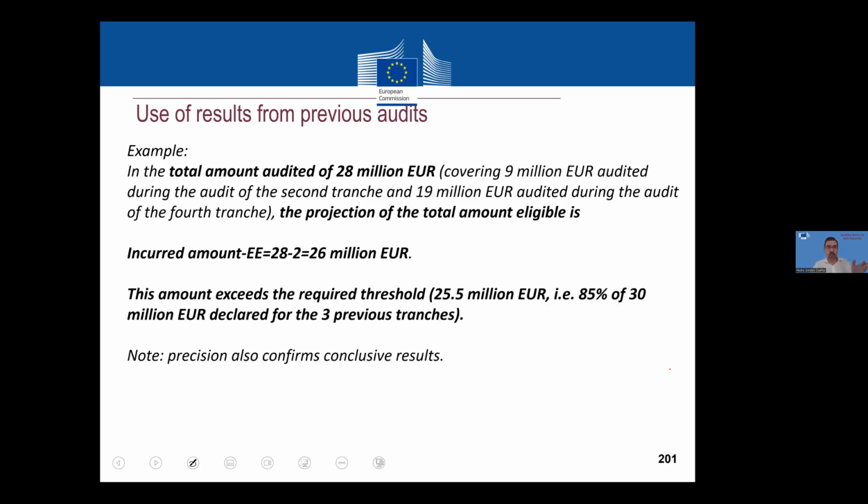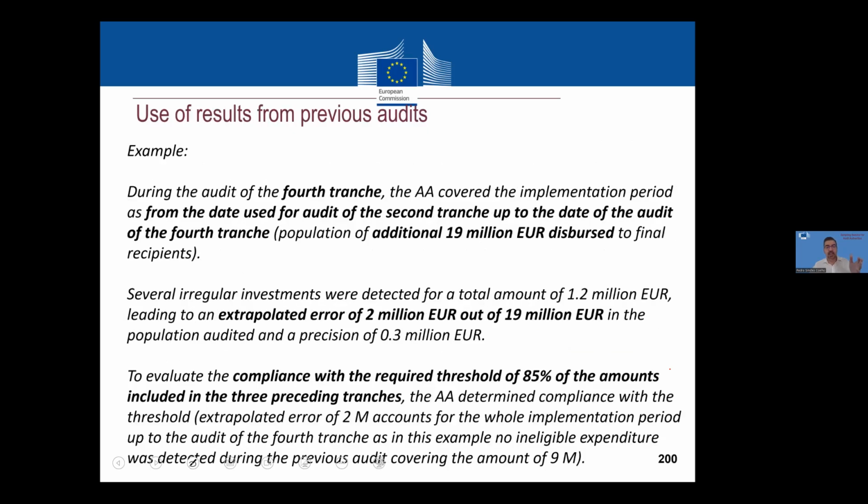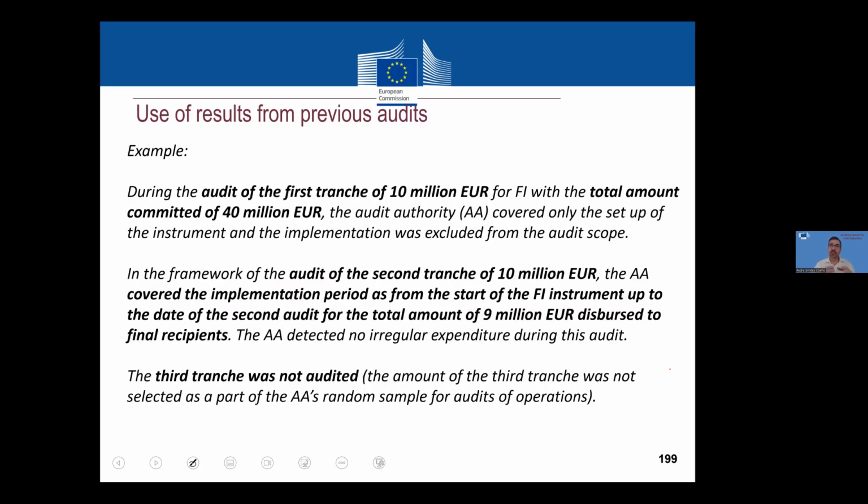An example here, a long one, but again, I think in this very descriptive topic, the examples are extremely good. This is a long one, but I think it's very clear. During the audit of the first tranche, let me call your attention to the bold parts of the text. During the audit of the first tranche of, let's say, 10 million, for example, for a financial instrument, with the total amount committed of 40 million, and at this first audit, of course, the audit authority has only covered the setup of the instrument, and the implementation was excluded from the audit scope.